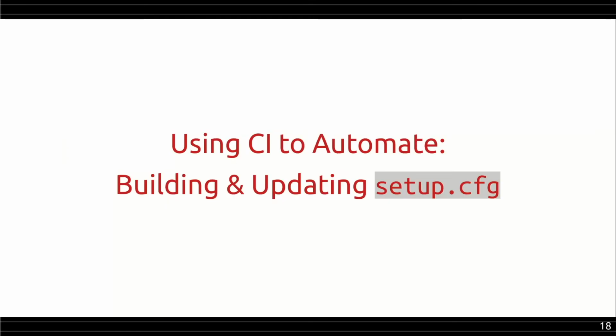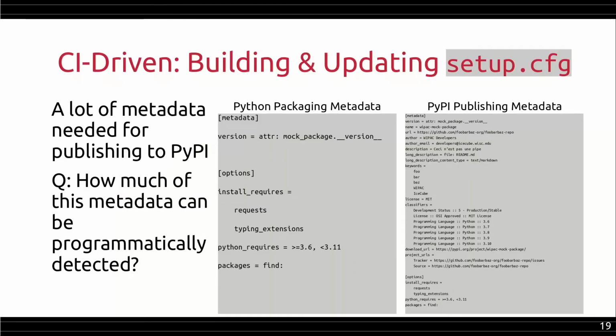Let's talk about using CI to automate another thing, the building and updating of our setup config file itself. So there's a lot of metadata needed for publishing to PyPI. You can see on the left here, we have just the metadata needed for making a Python package itself, and on the right, all the metadata required for publishing to PyPI. There's a big difference, right? And if you look at this data on the right closely, a lot of it is pretty derivative. So the question is, how much of this can be programmatically detected and generated?